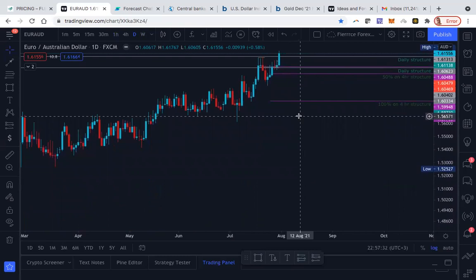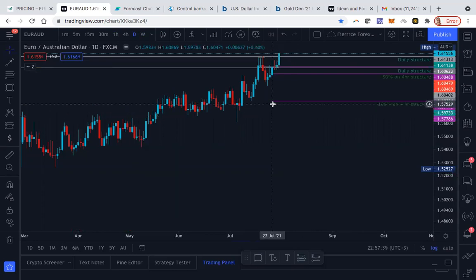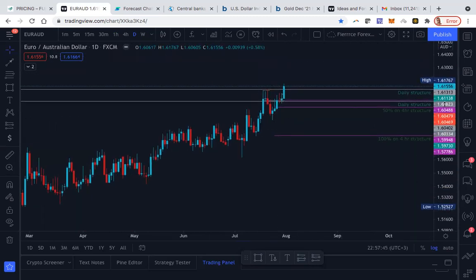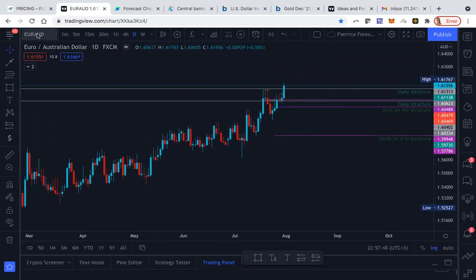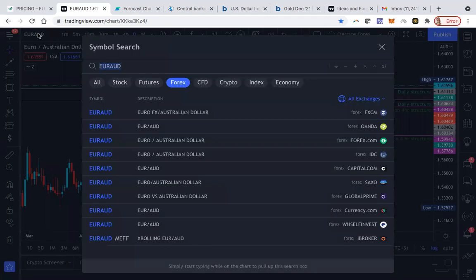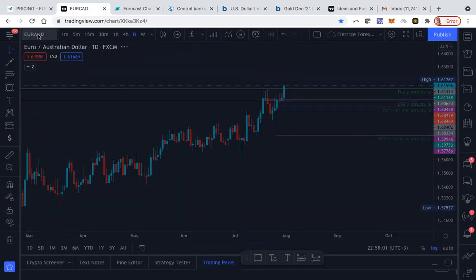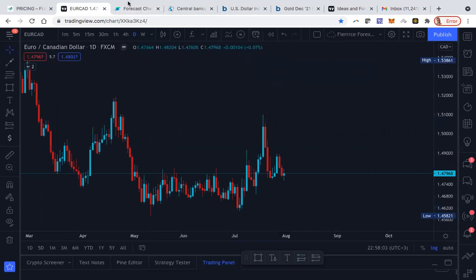We definitely may open on a downtrend, but we're still bullish long term, okay? Longer term. So I've looked at Euro JPY, Euro AUD, and there's Euro CAD that I also like to look at.